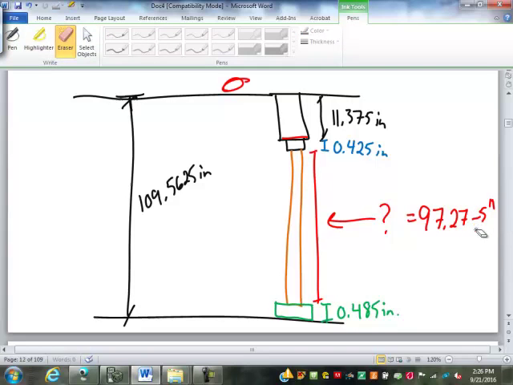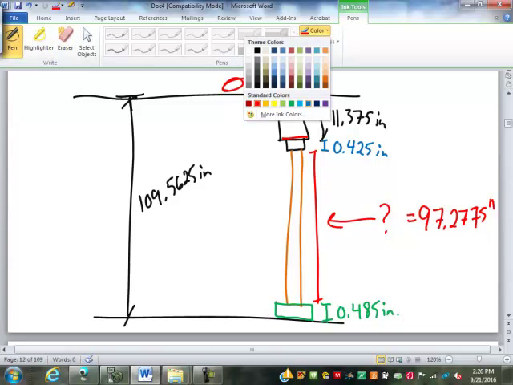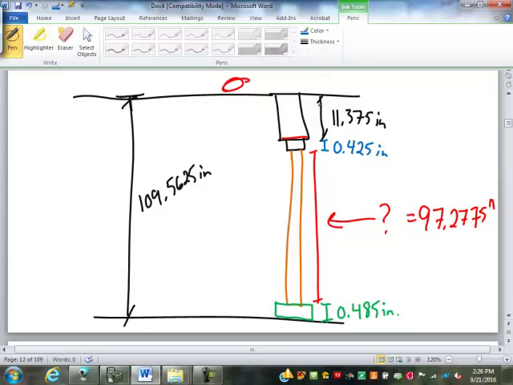97.2775 inches. Somebody knew where I was going with that one, huh? Okay. How'd you go about finding that? Okay. Perfect. And that's one way to go about it. You could take the 109.5625 and subtract each of these decimal amounts.